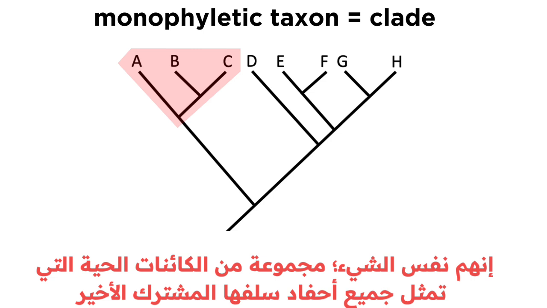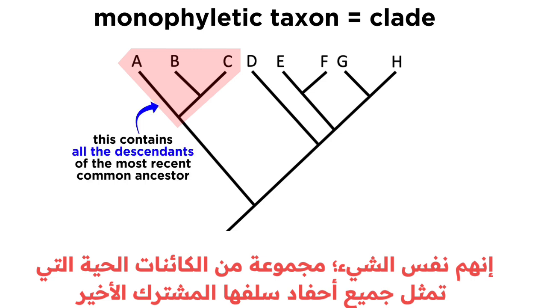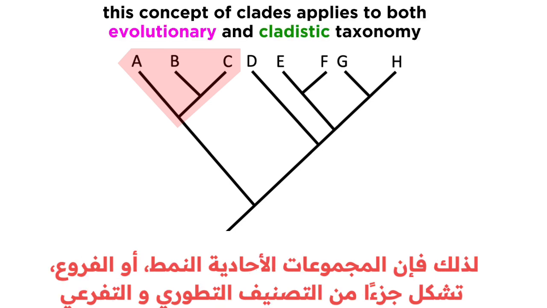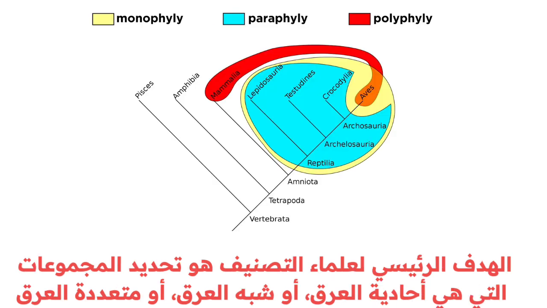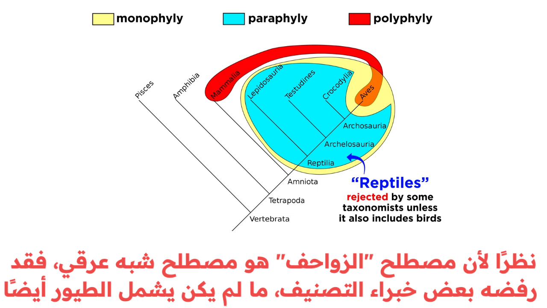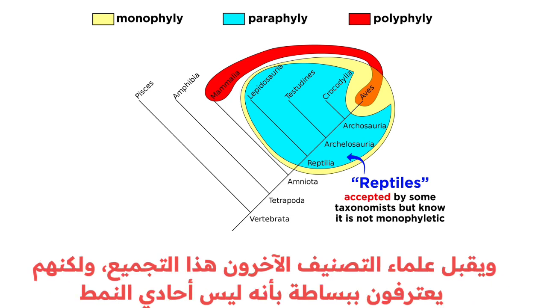They mean the same thing, a group of organisms that represent all of the descendants of their most recent common ancestor. Monophyletic groups, or clades, are therefore a part of both evolutionary and cladistic taxonomy. A major goal of taxonomists is to determine which groups are monophyletic, paraphyletic, or polyphyletic. Since the term reptile is paraphyletic, it is rejected by some taxonomists, unless it also includes birds. Other taxonomists accept the grouping, but simply recognize that it is not monophyletic.